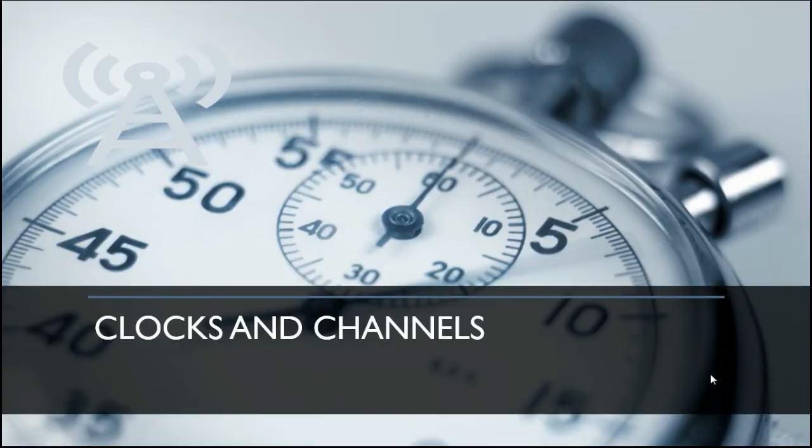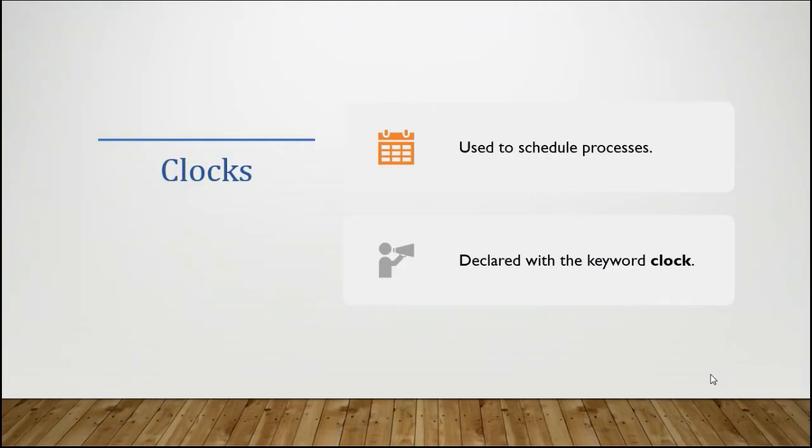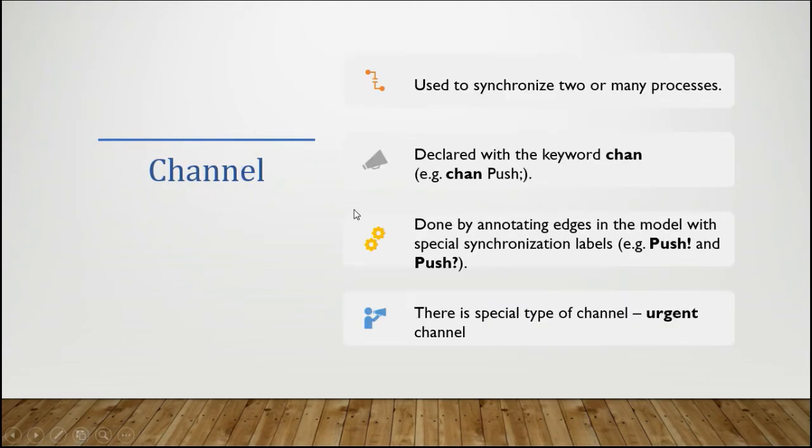So let's see now the other two types of Uppaal, which are clocks and channels. We start with clocks. Actually, clocks are used to schedule and control the processes. The keyword for clocks is clock. The second one is the channel. The channel is used to synchronize the processes in the timed automata model, and the keyword is chan.